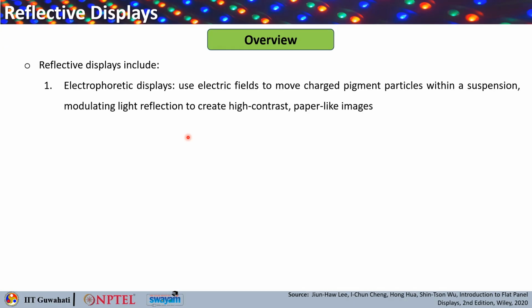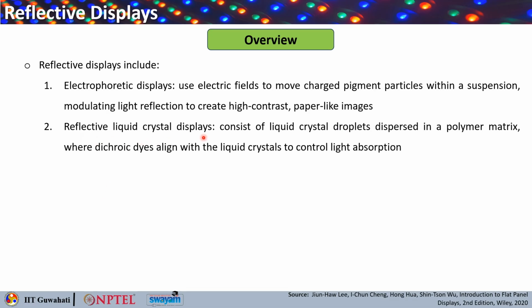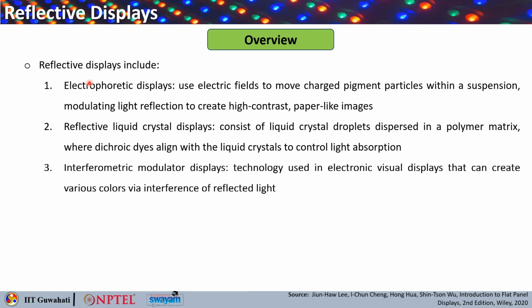Reflective displays include electrophoretic displays, which use electric fields to move charged pigment particles within a suspension. That modulates the light reflection to create high contrast paper like images. Reflective liquid crystal displays can also be used. These consist of liquid crystal droplets dispersed in a polymer matrix, and here dichroic dyes align with the liquid crystal and control the light absorption. That way also you can make reflective displays.